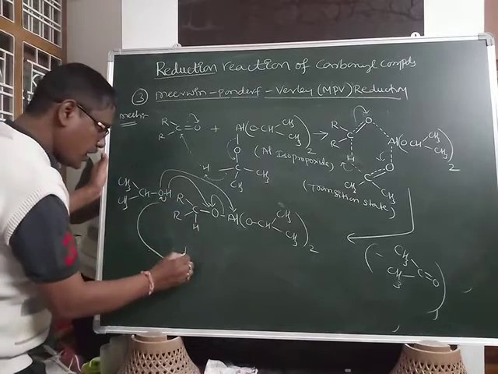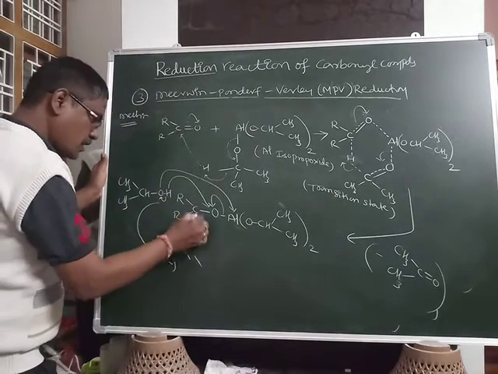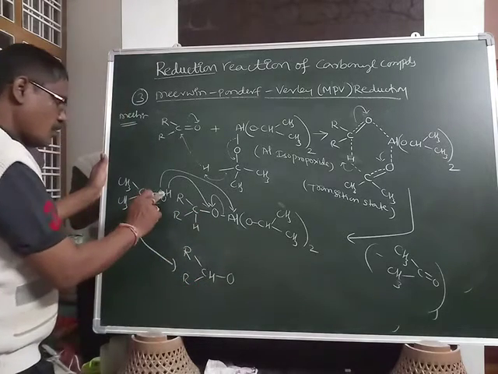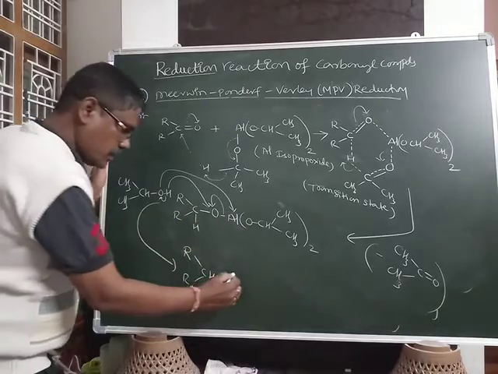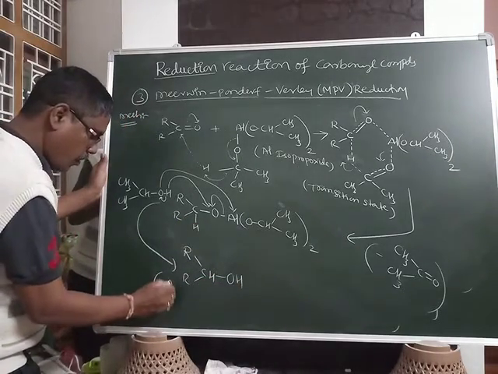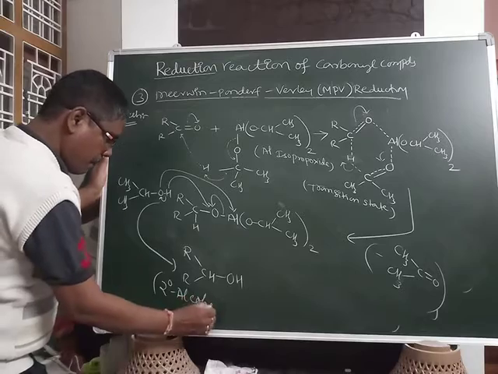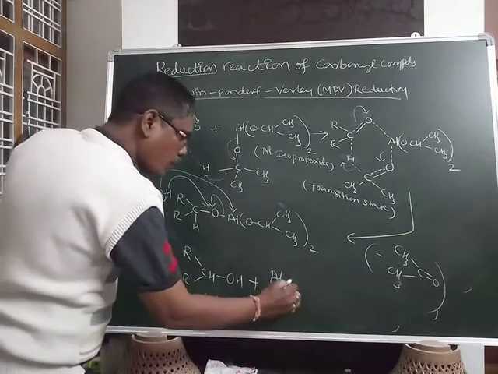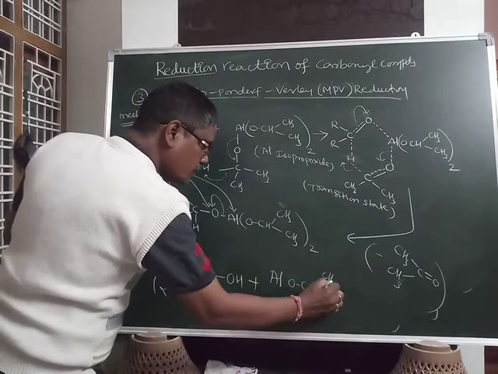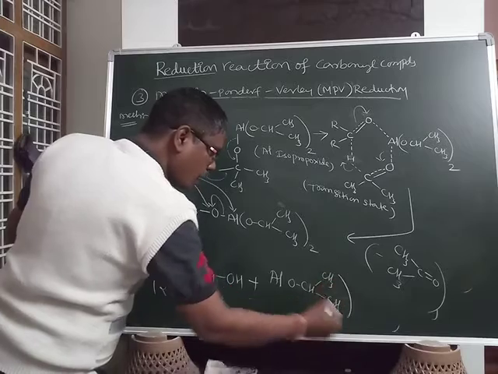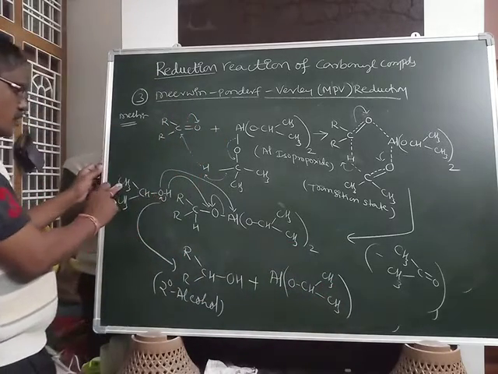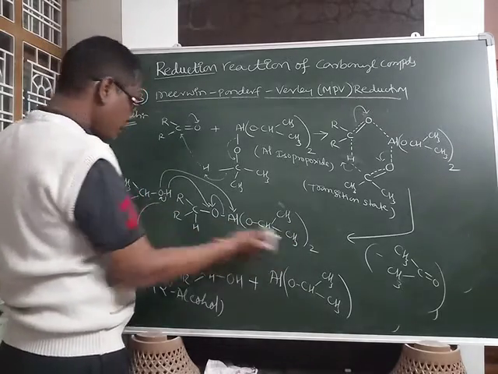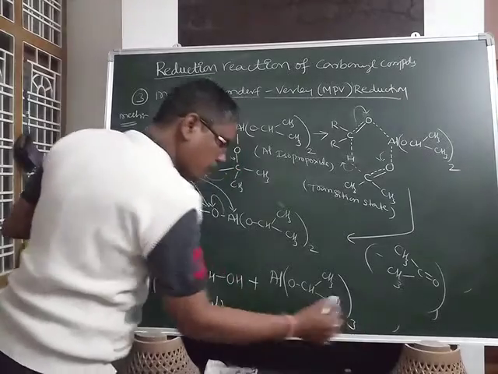And the final product: R is already present, this CH is already present, O is already present. Now O is added with hydrogen, so this is called a secondary alcohol. Plus the byproduct, aluminium O CH CH3, CH3 taken twice, and here also CH3 CH3 CH O is added to this one. Two were already present, one more is added, making three.